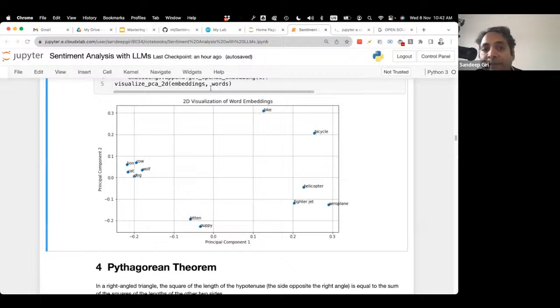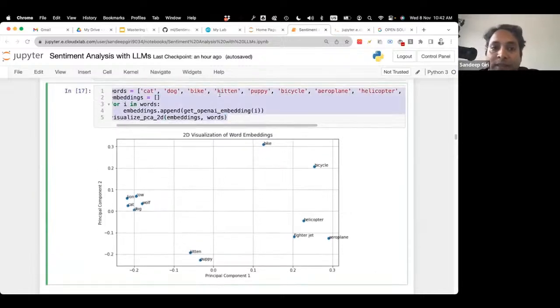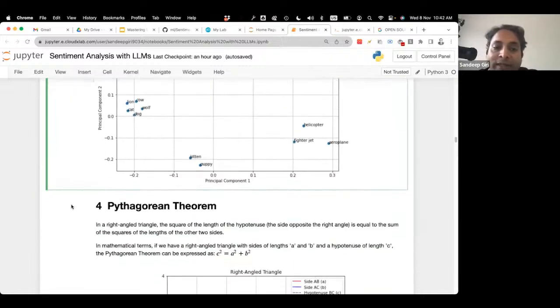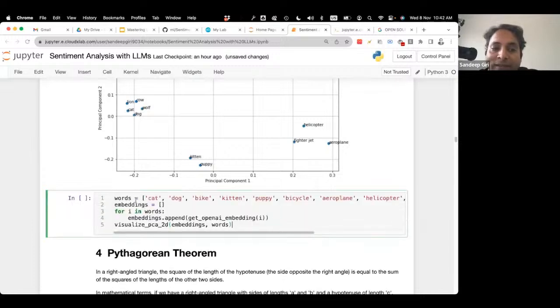Anybody wants to add any word? Yeah, I'll try to plot it again. Suggest me some word in chat. After that, I'll answer the questions.